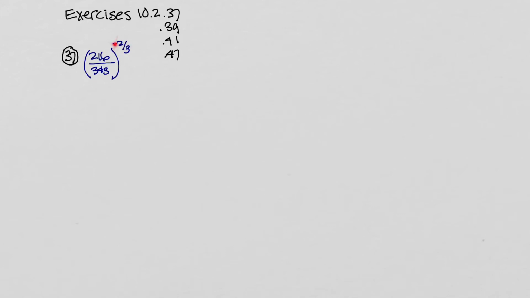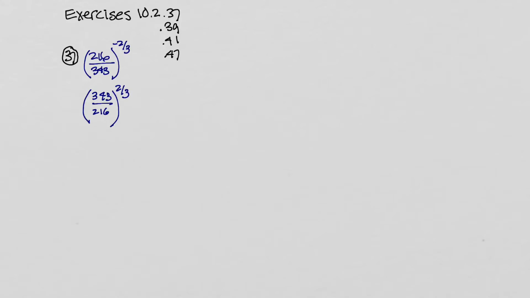Now here in problem 37, we've got a fraction raised to a negative power. So we're going to make use of the general rule that we looked at in the previous video. And that general rule says that we can do this. We can invert the fraction, so we'll get 343 over 216. But when we do that, we have to change the sign of the exponent, so it'll go from negative to positive.